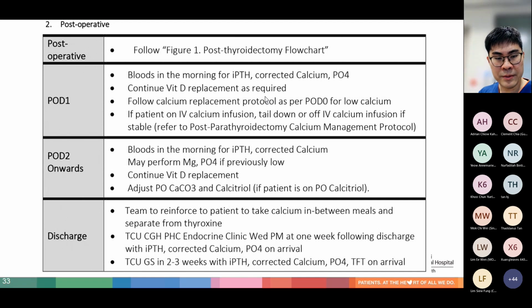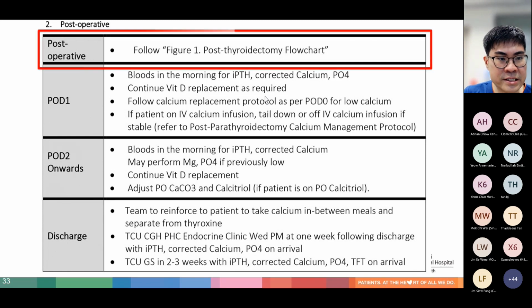At the bottom of the first page, again just a recommendation, immediate post-op is to follow the flow chart. What we usually do every morning is monitor the bloods, namely the iPTH and the corrected calcium. We also monitor the magnesium and phosphate if necessary. As a reminder, because I'm not very experienced with managing vitamin D deficiency, we have a reminder to make sure that vitamin D levels have been checked and that we are correcting it according to the table.